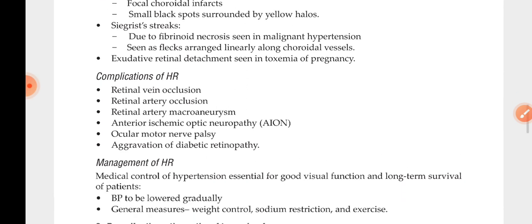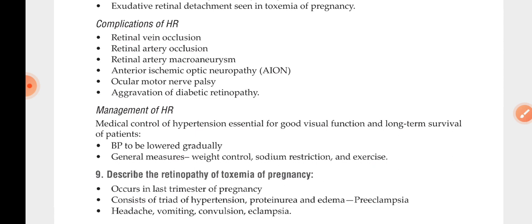Now what are the complications of hypertensive retinopathy? There will be retinal vein occlusion, retinal artery occlusion, retinal artery microaneurysm, AION, that is anterior ischemic optic neuropathy, ocular motor nerve palsy, aggravation of diabetic retinopathy. Complications of hypertensive retinopathy.